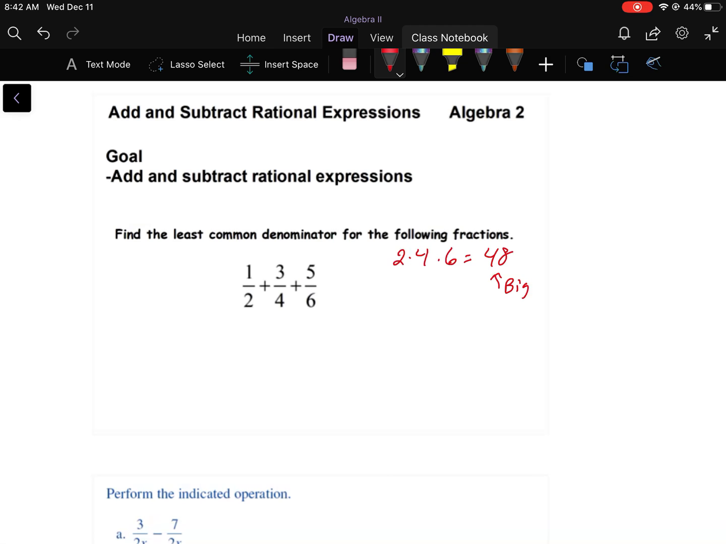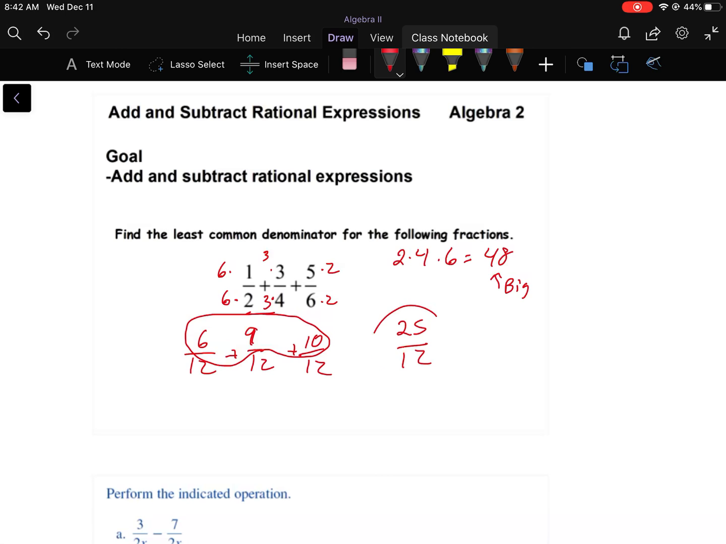Instead, what I could do is find the lowest common denominator, which would be 12. So to make this into a 12, I'll multiply the top and the bottom by 6, the top and the bottom by 3, the top and the bottom by 2. So 6 over 12 plus 9 over 12 plus 10 over 12. My final answer is going to be over 12 by taking the numerators and adding them all up. So 15 plus 10, 25 over 12. And you can leave it just like that.